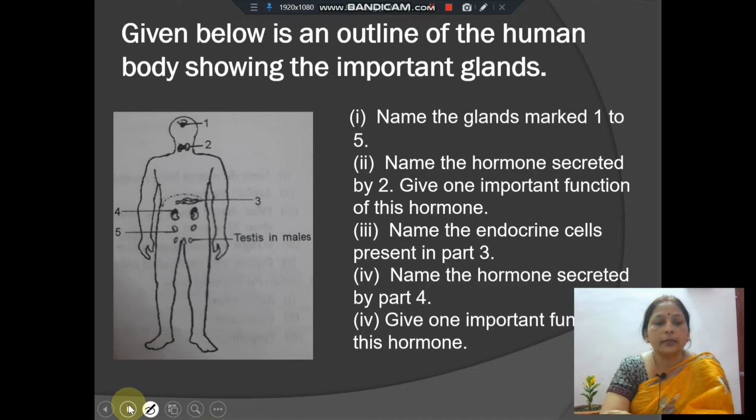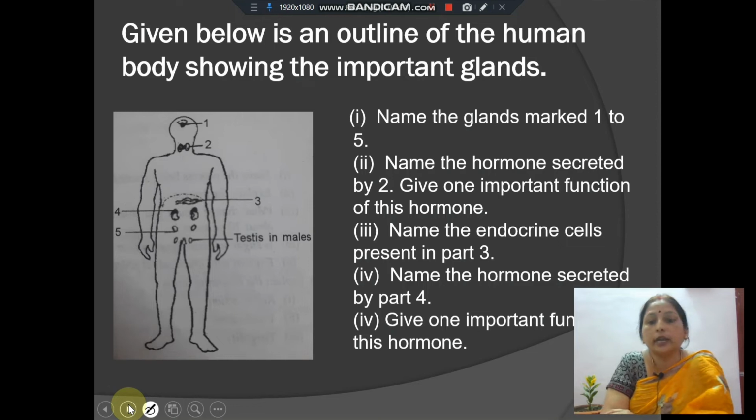So testis in male and ovaries in female. Next question is name the hormone secreted by 2. You can see 2 is the thyroid gland, so the hormone secreted is thyroxine. One important function of this hormone is that it is responsible for controlling the basal metabolism of the body, and it controls the major activities of the body.